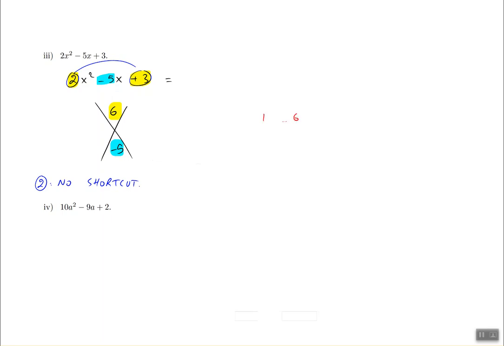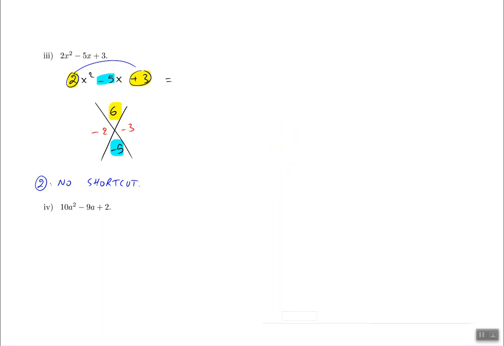1 times 6 will be 6 at the end. There's -1, -6. When you multiply them, you get 6 at the end. There's 2 and 3, and also -2 and -3. All those options multiply to 6, but we need to see which option adds up to -5. And in this case, -2 and -3 is the option that works. So those are my numbers that I need on the X diagram.